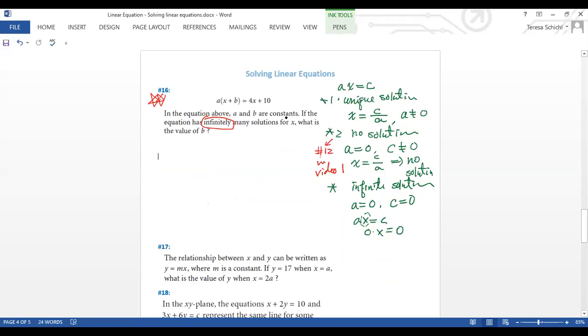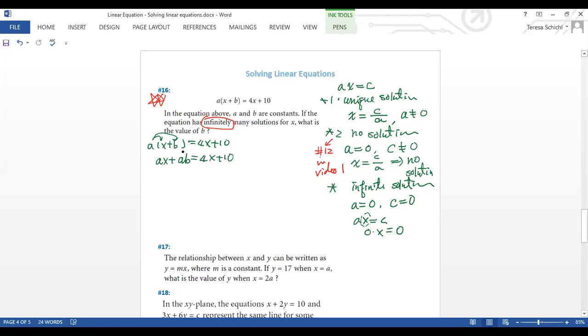So that's why I said, make sure you write this out into your notes here. Okay, so let's take a look. How do we solve this? So this is A(X plus B) equal to 4X plus 10. Okay, so your distributive property will give AX plus AB equal to 4X plus 10.